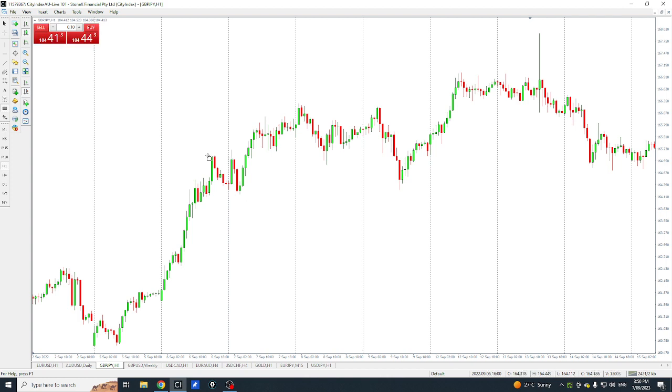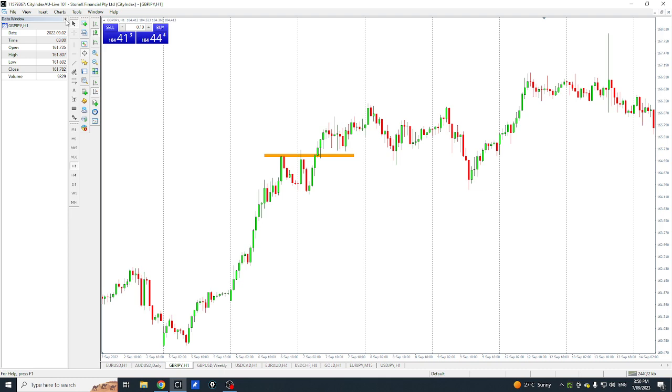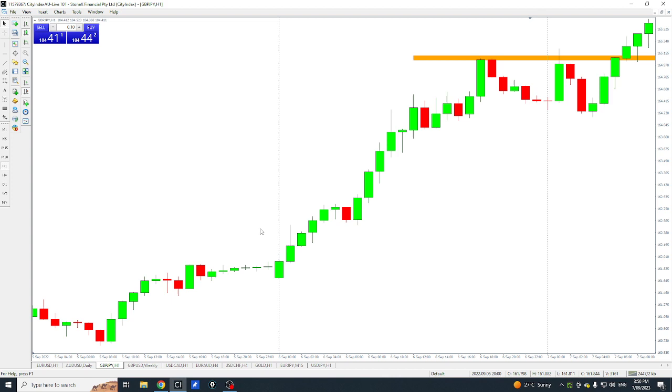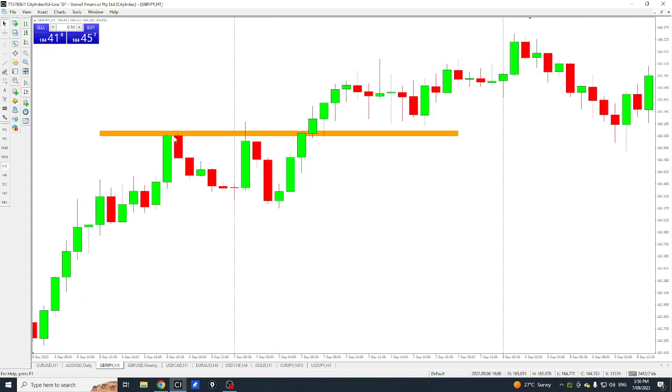So this is our resistance, and it's easy to see it's a resistance. Price went there and back down, price went there and dropped down, and here if I zoom in a little bit, what do you see? We can see that we broke out of this resistance and then came back here. So this is our retest, and you can have another form of retest where the price comes back again.